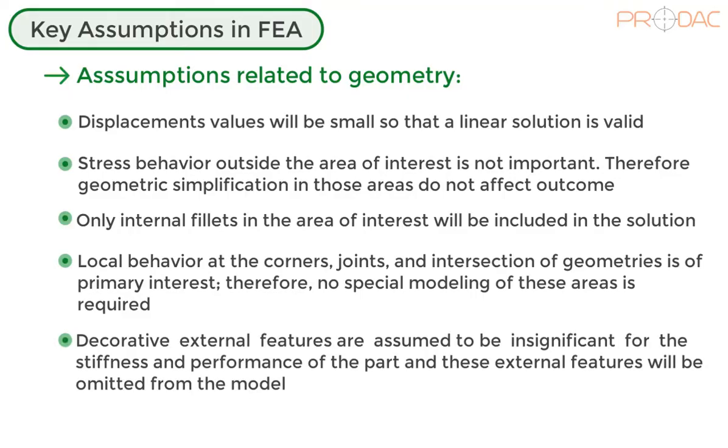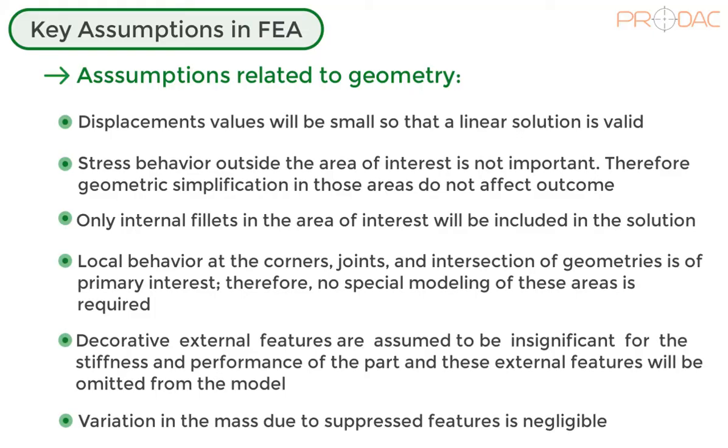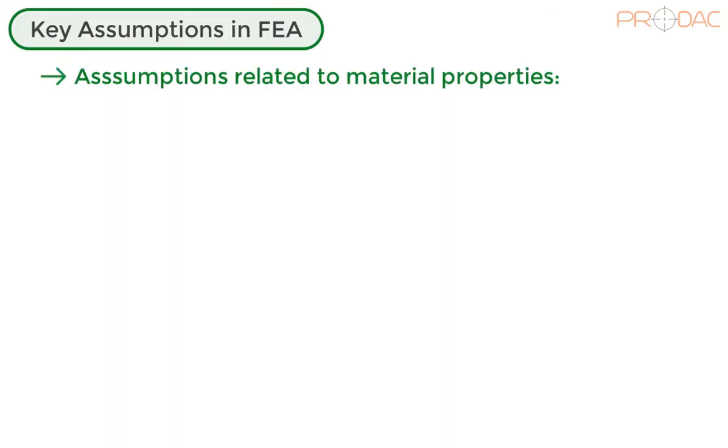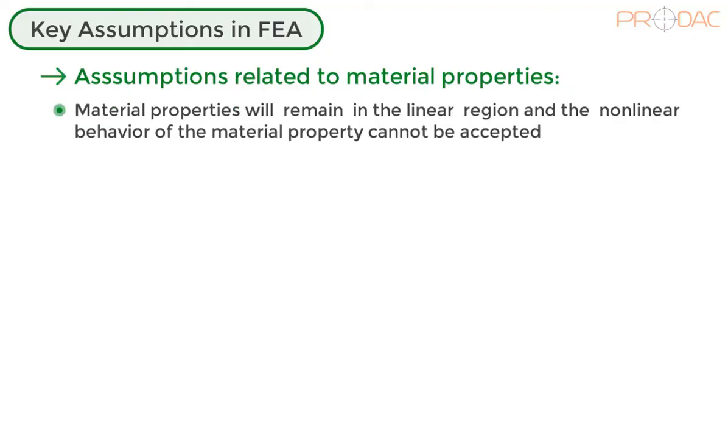Decorative external features are assumed to be insignificant for the stiffness and performance of the part, and these external features will be omitted from the model. Variation in the mass due to suppressed features is negligible. Second is assumptions related to material properties. Material properties will remain in the linear region, and the non-linear behavior of the material property cannot be accepted.